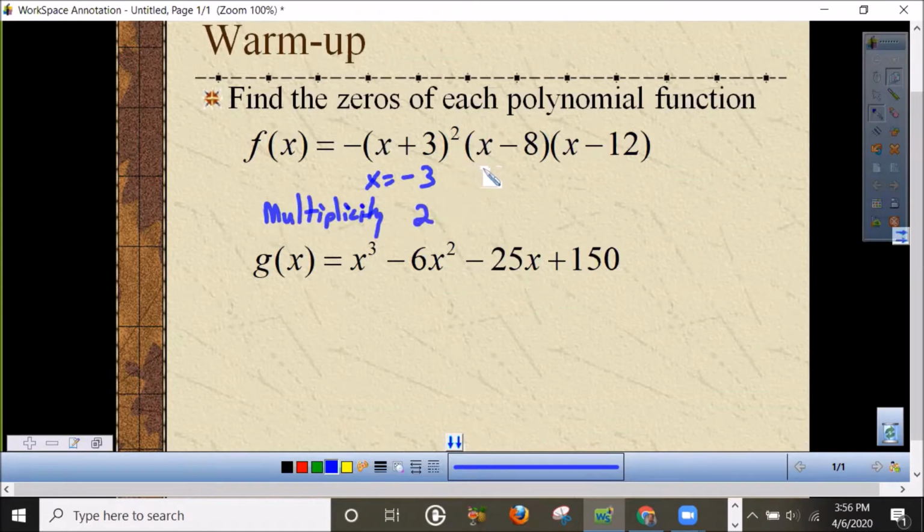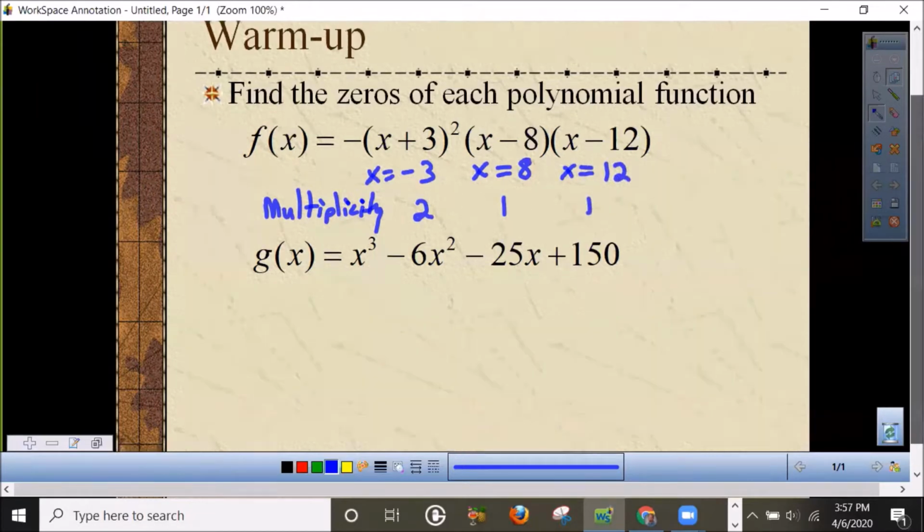The second solution comes from the factor x minus 8, and that solution would be x equals +8. That factor only happens once, so that solution only happens once. We would say it has multiplicity 1. And finally, the factor x minus 12 gives us a solution of x equals +12, and that solution occurs only once, has multiplicity 1. Let's go down to g of x.